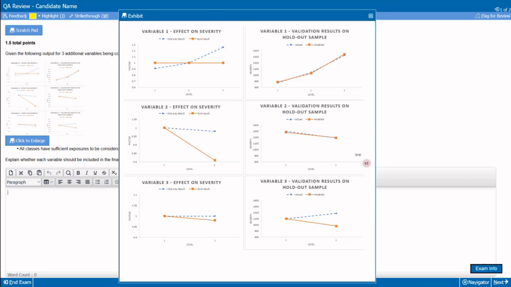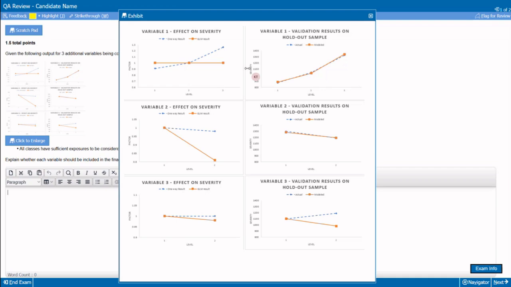All right, so the first set of graphs shows the variable's effect on severity. We have the varying levels of the variable as well as the factors selected by the GLM model. And in the solid orange lines, we have the GLM result, and the dotted blue lines show the one-way results. I also have in the second column the validation results on the holdout sample. So we have the levels of the variable, the severity, and again, the solid orange lines show the modeled result, and the dotted blue shows the actual result.